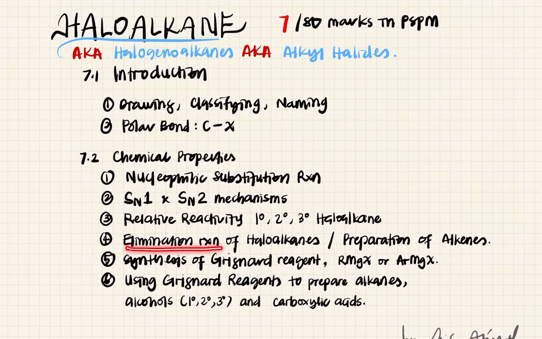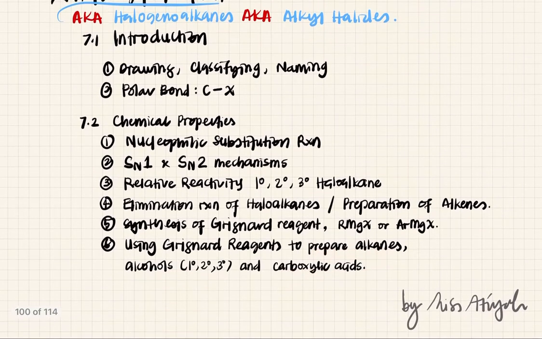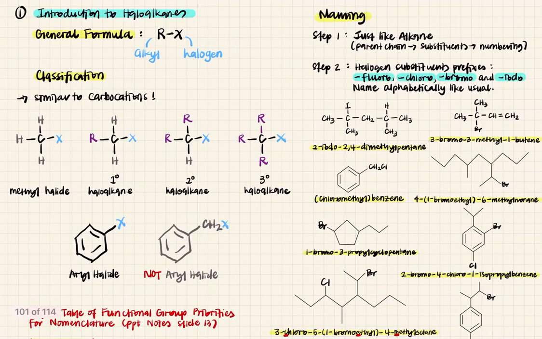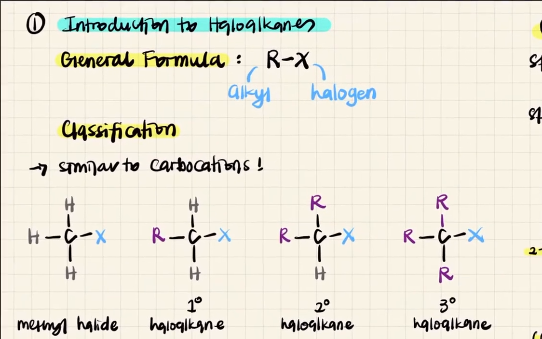So elimination reaction ni awak dah belajar dalam alkenes, okay, or preparation of alkenes. Saya tulis sini. So ini awak just tengok balik kat alkenes tu lah, benda sama je. Then synthesis of Grignard reagent. So basically you're going to make this Grignard reagent and you're going to use that to prepare alkanes, alcohols and carboxylic acid.